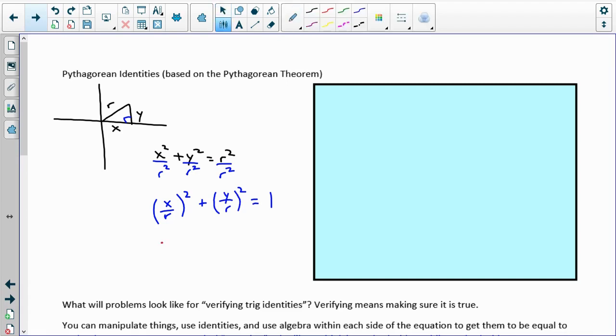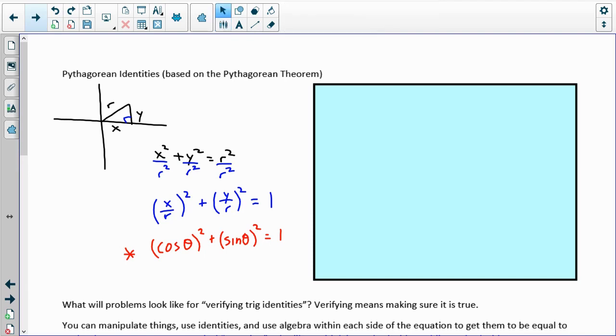We know that x over r is equal to cosine on the unit circle. We know that y over r equals sine on the unit circle. So basically, cosine squared plus sine squared equals 1. This is a huge identity. You will use this all the time. Just like the Pythagorean theorem in geometry and algebra 1, we will use the Pythagorean identities all the time. So cosine squared plus sine squared equals 1.